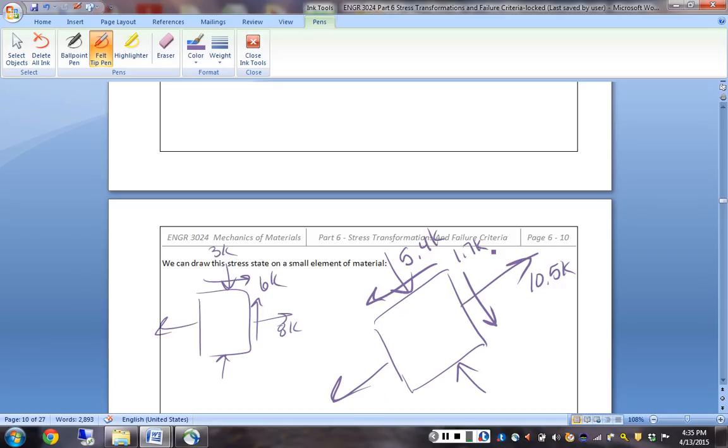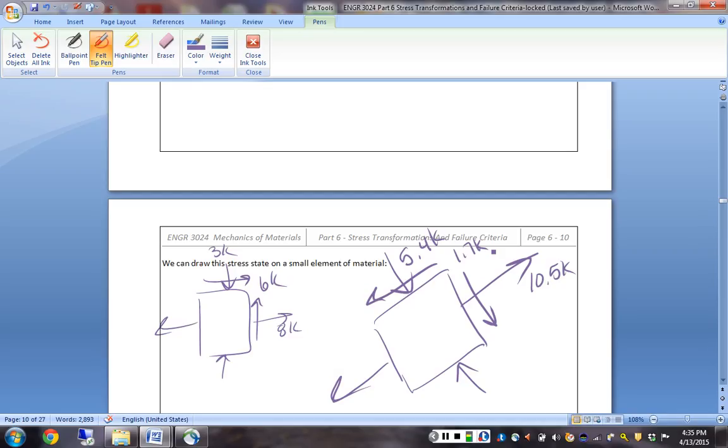So if I went from a plus 6K here, and I rotated it through 30 degrees, and I end up with a minus 1.7 here, what had to happen in the course of that? This went from plus 6 to minus 1.7. What happened? At some point it was 0. And 0 is an important place to be when you're talking shear stress.